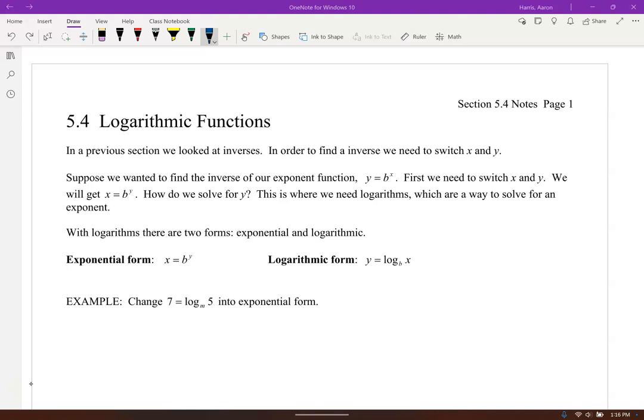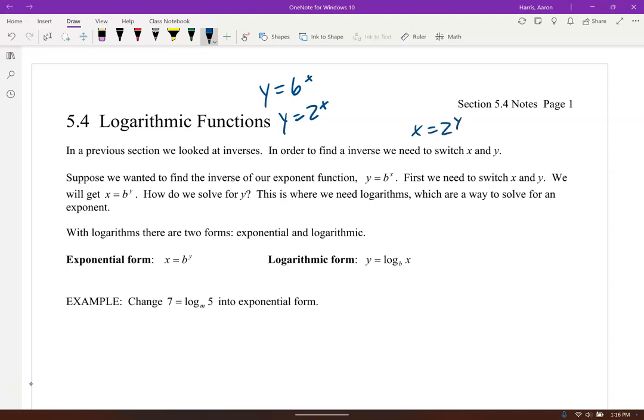So previously we looked at inverses, and we were working with things of the form y equals b to the x, such as y equals 2 to the x, right? Now, in order to find inverses of exponential functions, we're going to have to switch x and y. So in order to switch x and y for y equals 2 to the x, we'd just have x equals 2 to the y, correct?